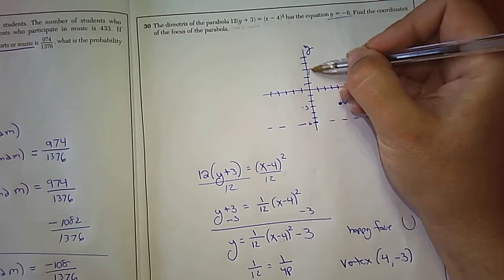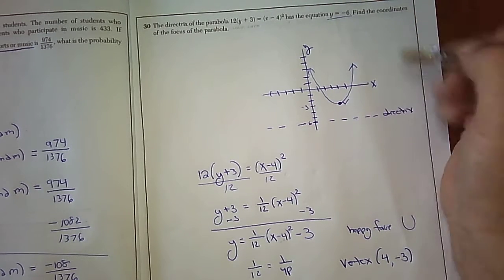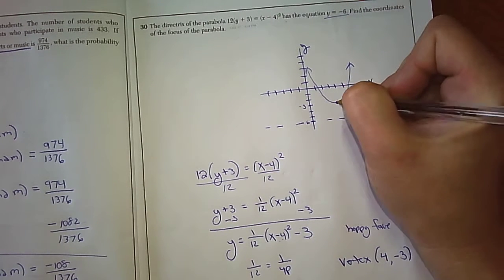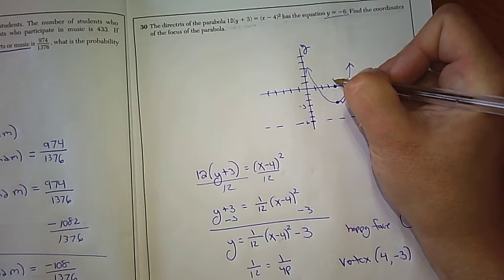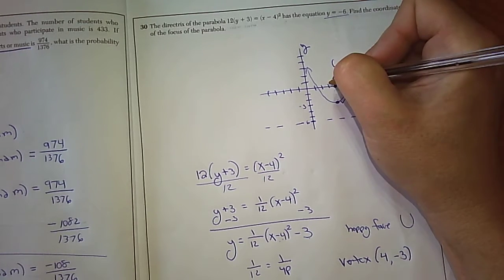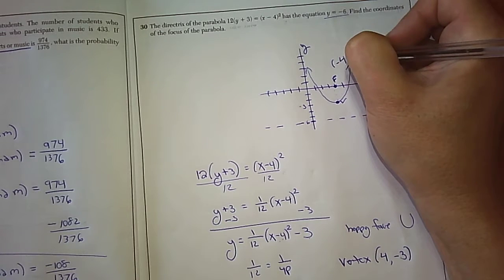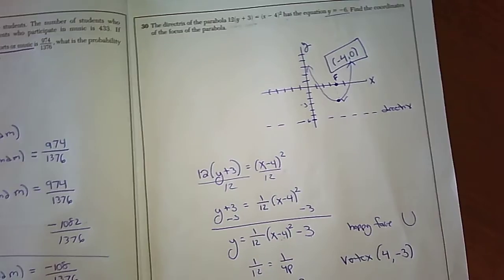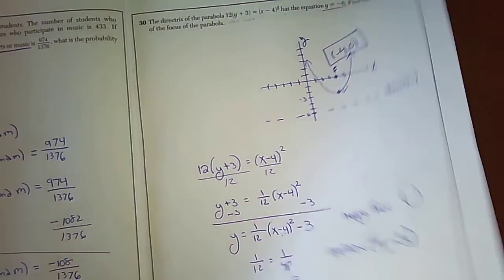Okay. We know it's a happy face parabola. So the focus has to be inside this. Well, the focus has to be 3 above this. 1, 2, 3. So the focus is the point 1, 2, 3, 4. The focus is the point 4, 0. And that's the answer to the question. Okay, next one.